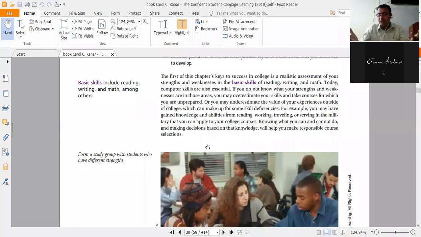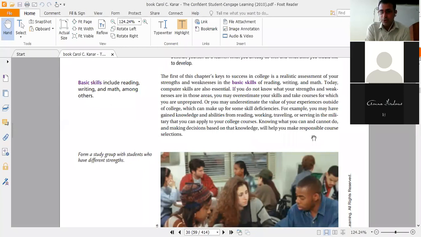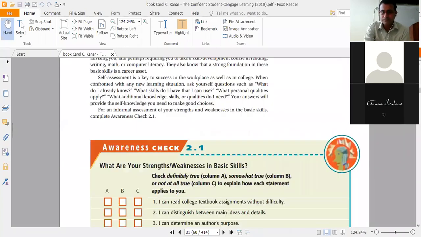So we learn by traveling, by working with others, by working in group work, by working in pair works, by staying with the people, by sharing knowledge, and our intelligence improves. Isn't it so? Yes, it is. Knowing what you can and cannot do and making decisions based on that knowledge will help you make responsible course selections. Clear?